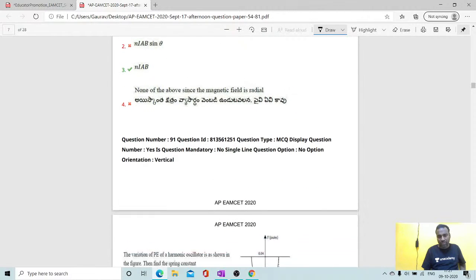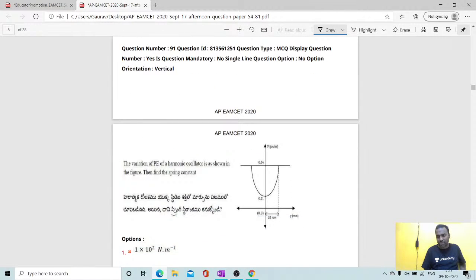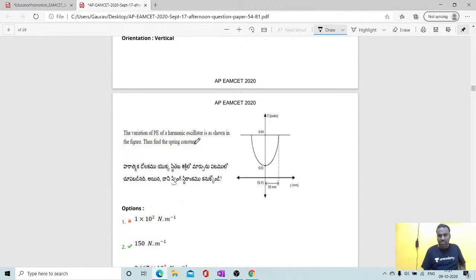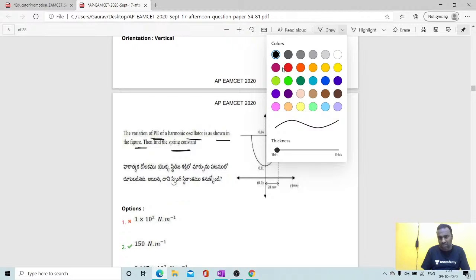Students, I am selecting few questions. Of 20 questions I am choosing now. The next 20 questions, in the next session on Monday mostly I am going to discuss. So the variation of potential energy of a harmonic oscillator is shown in the figure. Then find the spring constant. Over here the question is given that find the spring constant.